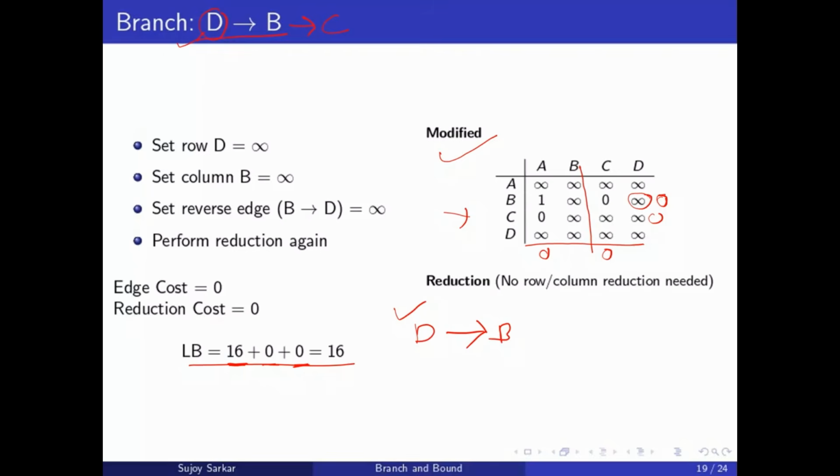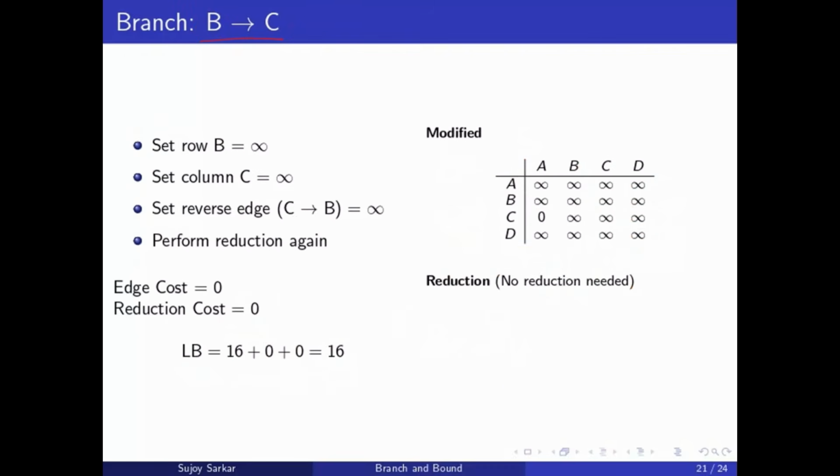So same thing. In the parent matrix we'll set B row as infinite, C column as infinite, and C to B is infinite. Remaining values we have copied. Next we'll apply reduction: 0, 0, no reduction. So total reduction cost is 0.